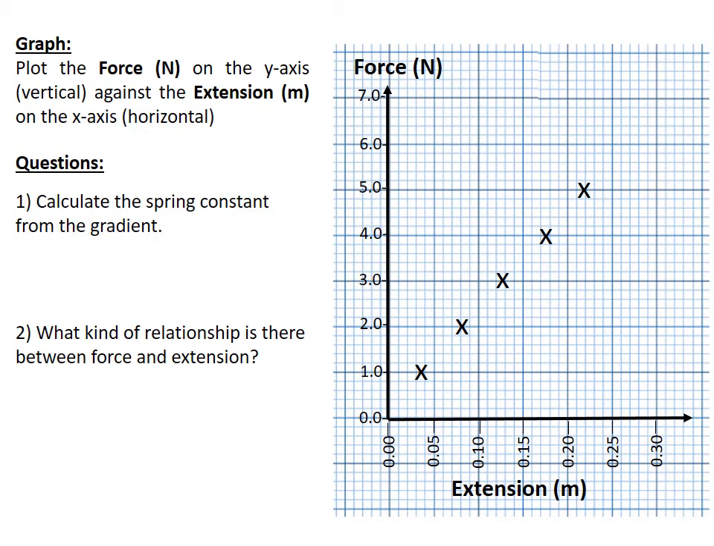You can see that the points appear to be following a straight line. Indeed, we can draw a line of best fit which goes very close to all of those points, and it also goes to the origin of the graph. So where is the origin? The origin is here, 0, 0. And it's very important that the line goes through the origin and through as many of those points as possible.